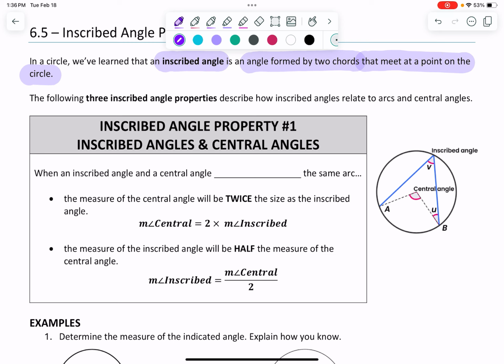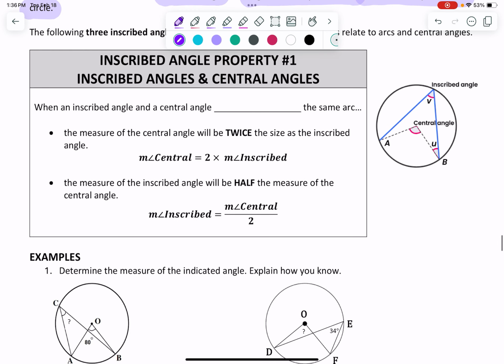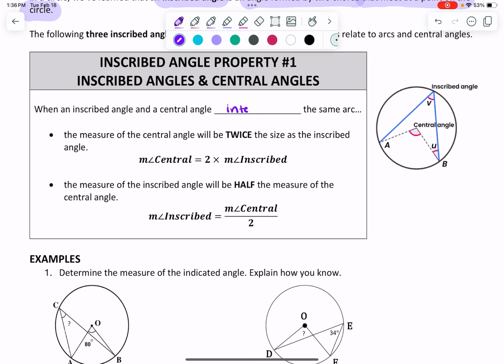So we have three inscribed angle properties that we're going to be talking about today and seeing how we can use them to help figure out some unknown values in a circle diagram. Inscribed angle property number 1 has to do with inscribed angles and central angles. When an inscribed angle and a central angle intercept the same arc, the measure of the central angle will be twice the size of the inscribed angle.